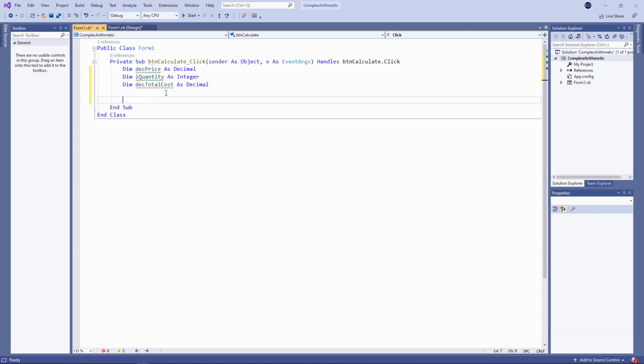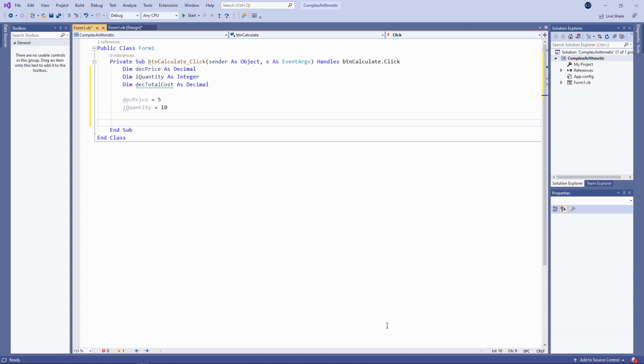So I've declared three variables, one for the price of a cake, one for the quantity of cakes, and one to store the total cost of however many cakes are being bought. Let's initialize these variables with some data. As I said, I'm hard coding the data so I can focus on the calculations, but of course I would probably want to capture this data from text boxes on the form.